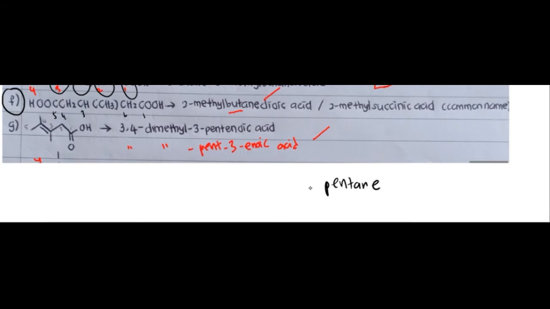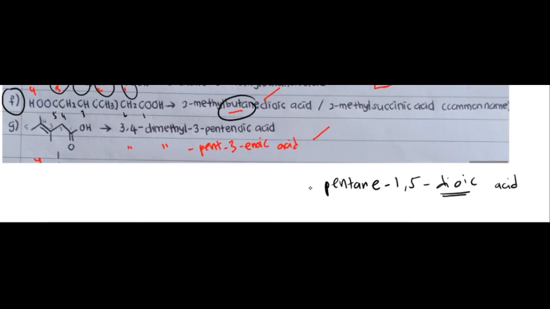Alright, this one I'll correct. Okay, it's both pentane. And then the position of the COOH is located at carbon number 1 and also carbon number 5. We put dioic because there are two C=O carboxyl groups. So the parent name will be pentane-1,5-dioic acid.